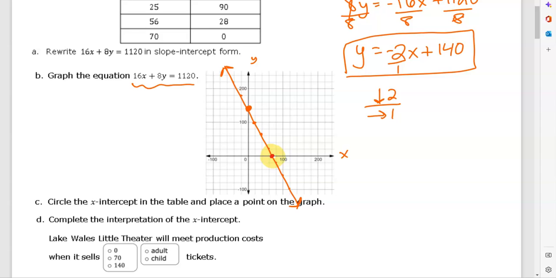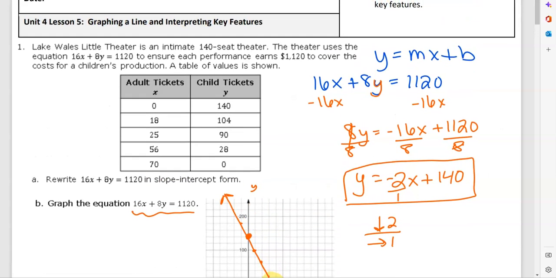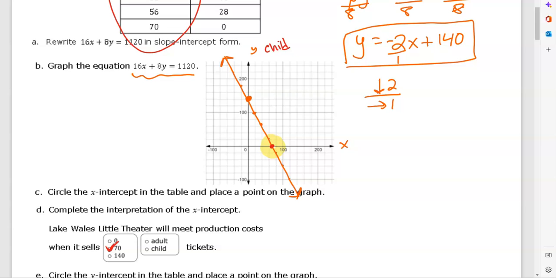Complete the interpretation of the x-intercept. Lake Wales Little Theater will meet production costs when it sells 70... Is it adult or is it child tickets? Adult. How do you know it's adult tickets? It says it right here in our table. It told me my X values were adult tickets. And up here it told me that Y was child tickets.